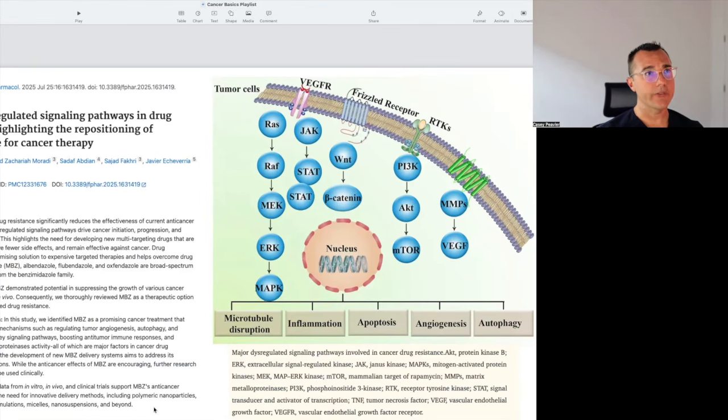In the next video, we're going to talk about specifically the metabolic targets of mebendazole for the metabolic management of cancer.